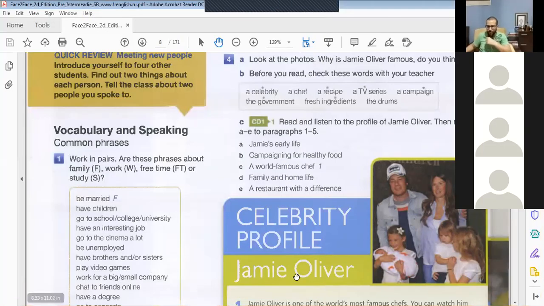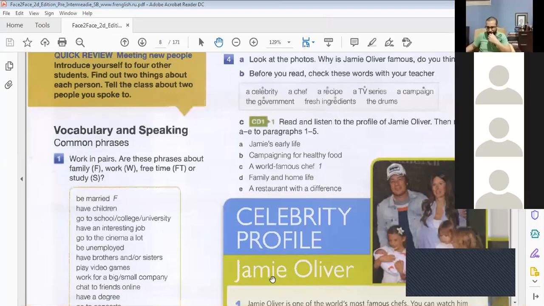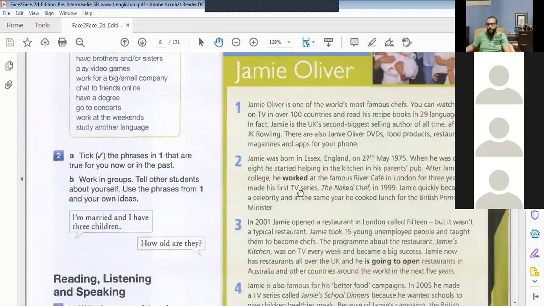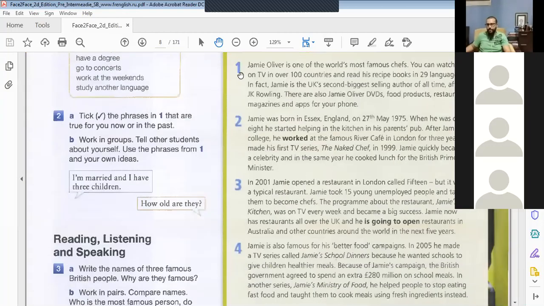Face2face, second edition, Pre-Intermediate, by Chris Redston and Gilly Cunningham. This recording is copyright, Cambridge University Press, 2012.